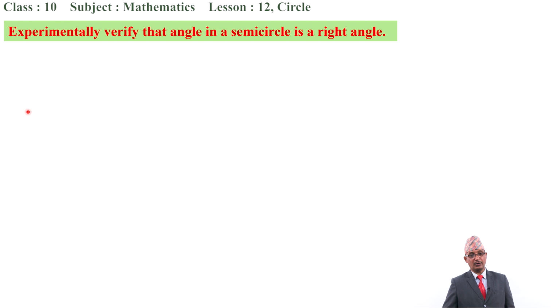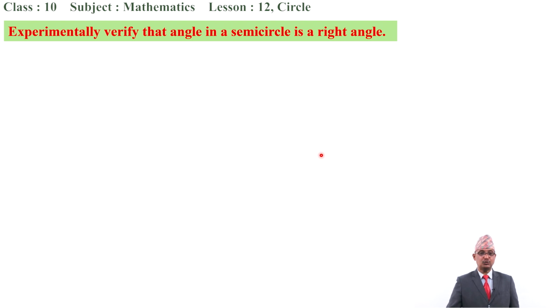Shall I move to the next theorem? Okay. What is the next theorem? Experimentally verify that the angle in a semicircle is a right angle. You know, half of the circle is called a semicircle and a right angle means 90 degrees. So an angle which lies in a semicircle is 90 degrees, that we have to prove.